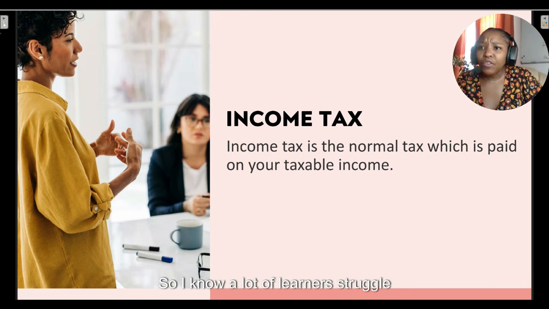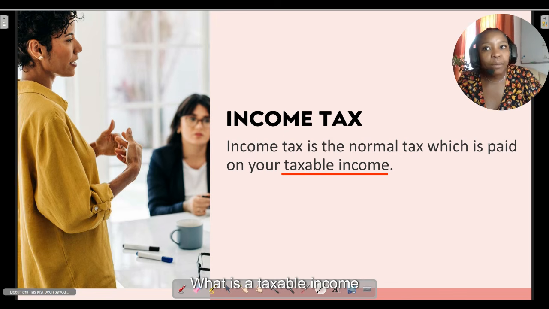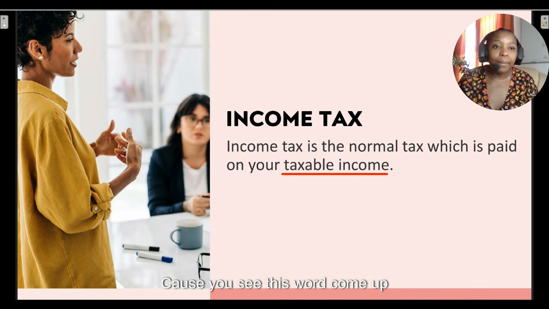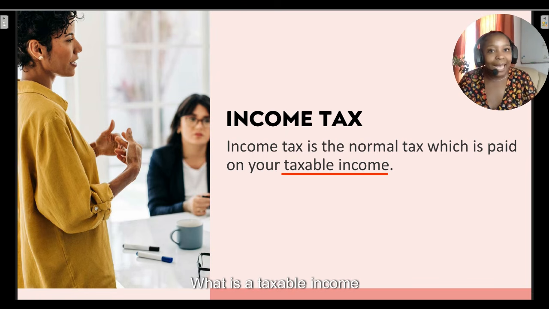I know a lot of learners struggle with this word. Sometimes we get things and we don't understand what is meant by this. What is a taxable income? Because you see this word come up in our tax table, so it's important that we know what it means. What is a taxable income?